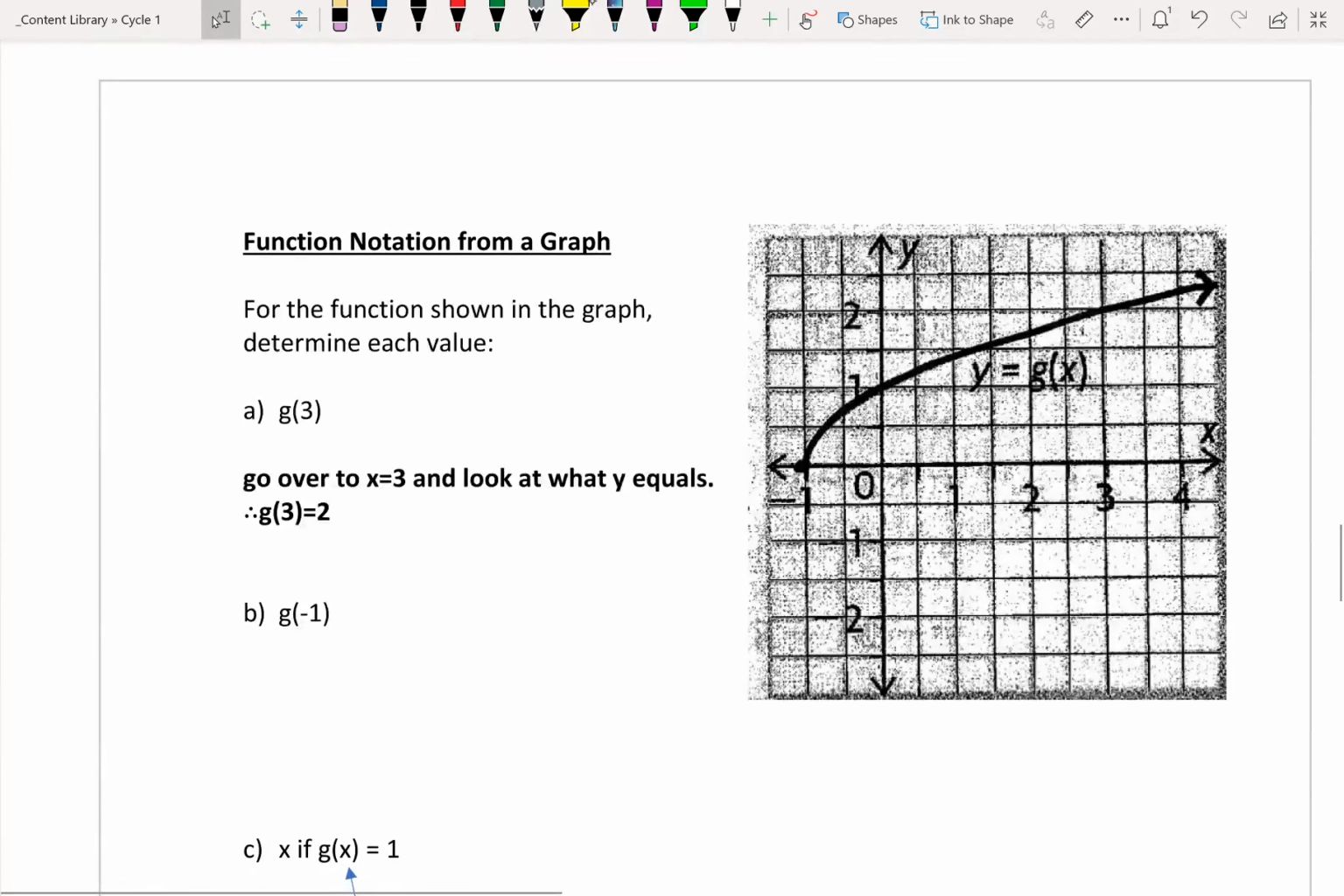If we had to use the function notation but with a graph, it's a little bit different, but it's still the same idea. On my graph here, I can see that I have the function, and we're calling it g of x.